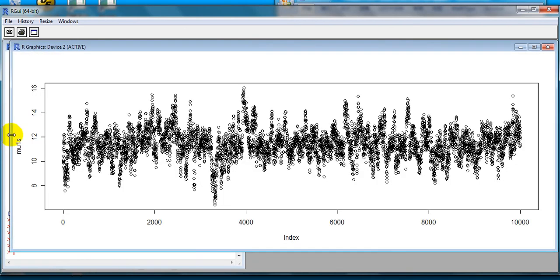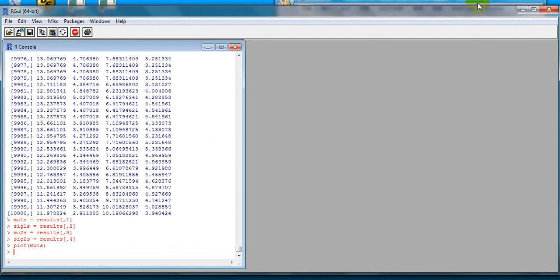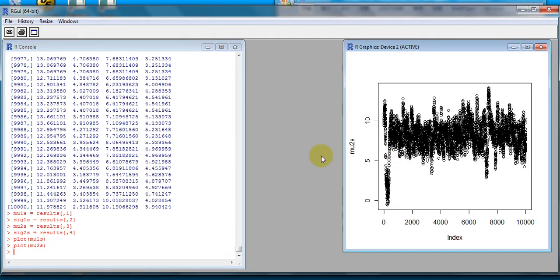So for mu1, I think it looks like we're starting from 10. It's not far away from the density, right? From the beginning to the end, it looks quite stable, right? There's not a very obvious change in this case. Well, let's check mu2. Yes, there's a more obvious one.